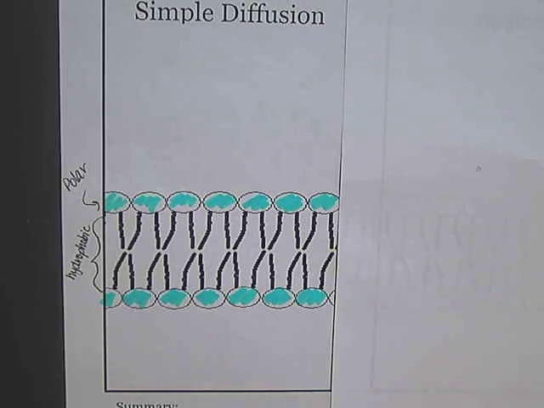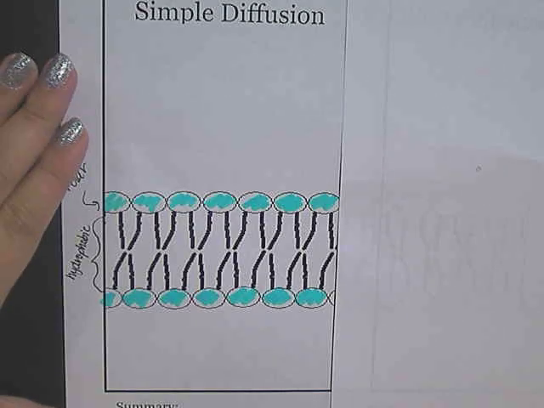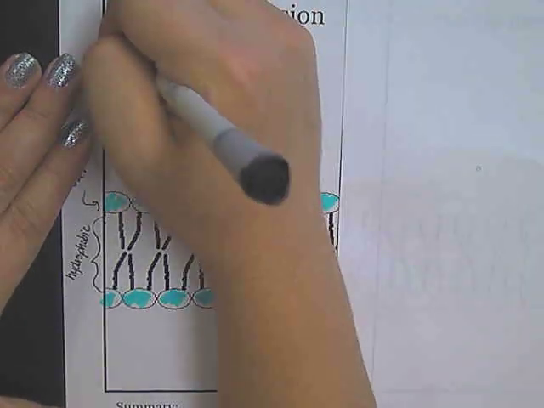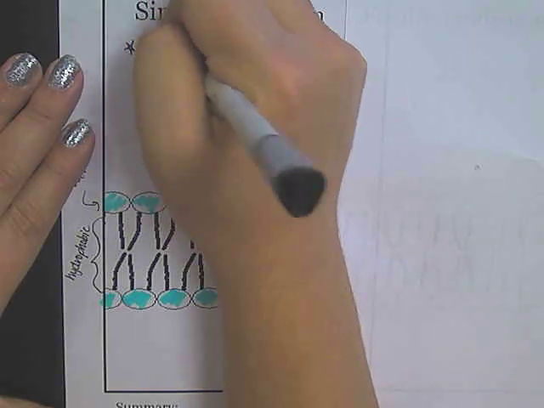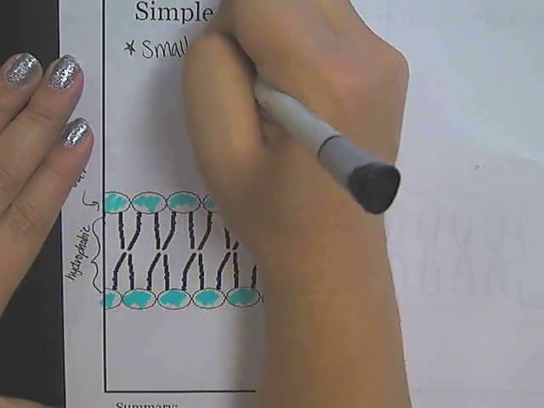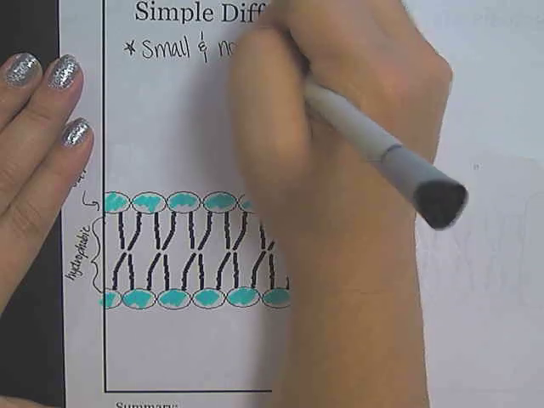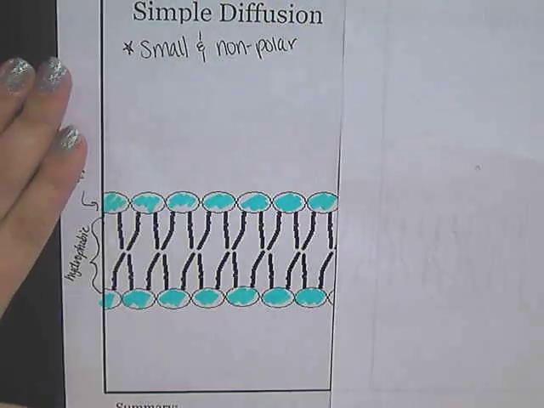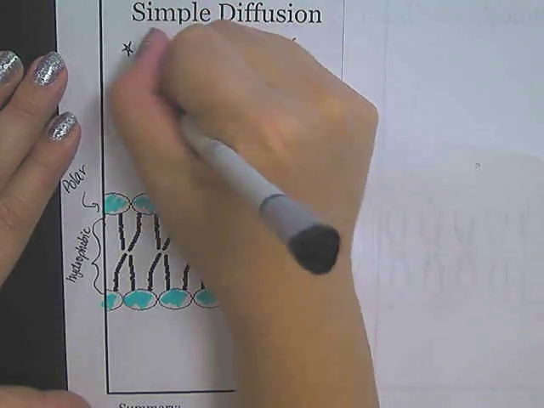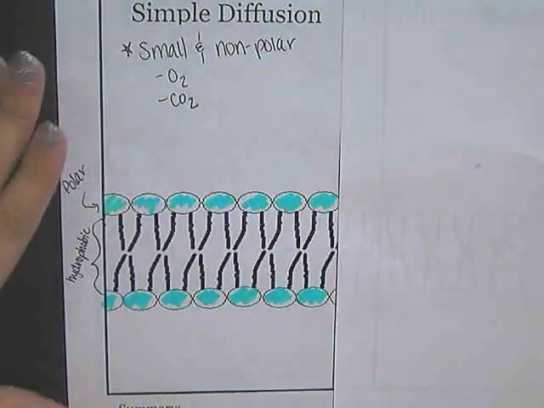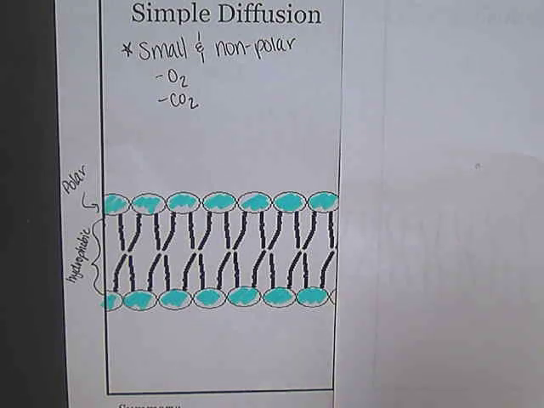So what kind of molecules are we talking about here? With simple diffusion, the kind of things that are going to pass through are going to be small and they're going to be non-polar. So molecules such as oxygen gas, carbon dioxide gas, those are the common ones. Those are the ones that I'm going to expect you guys to have memorized.